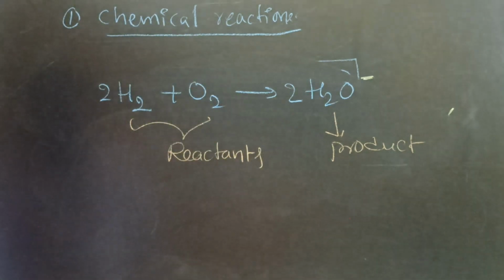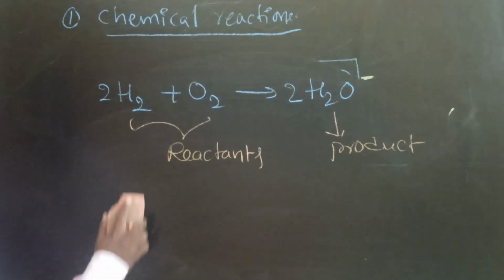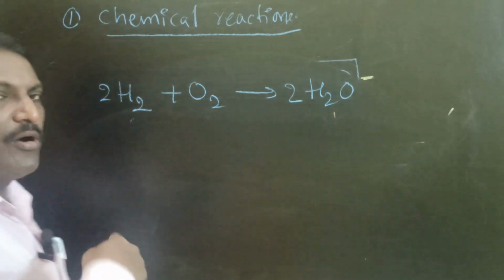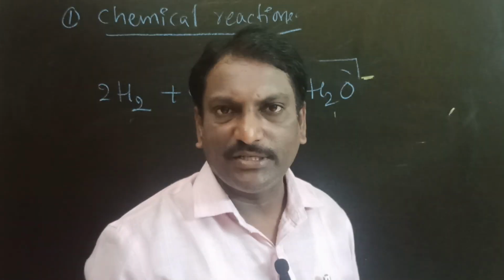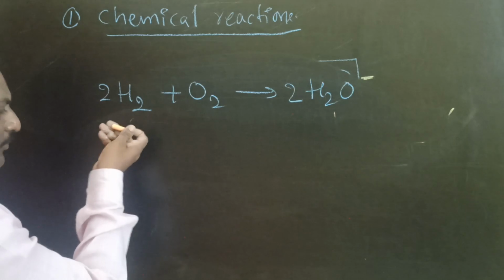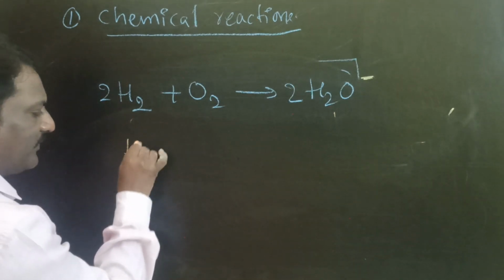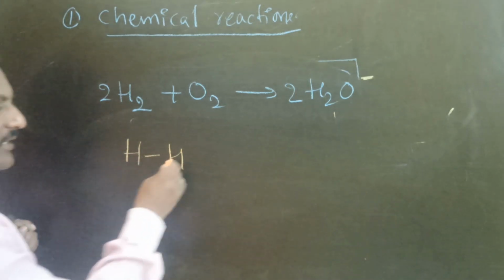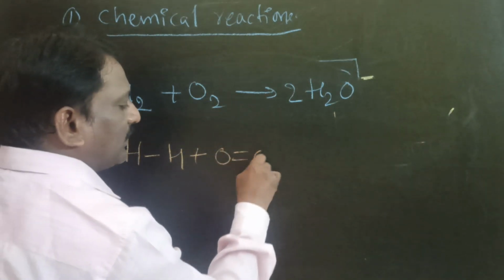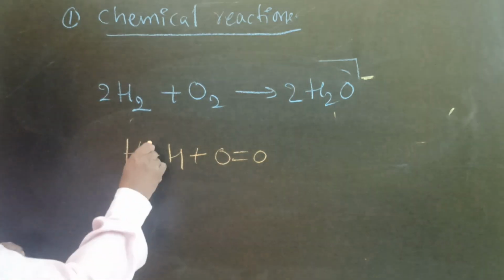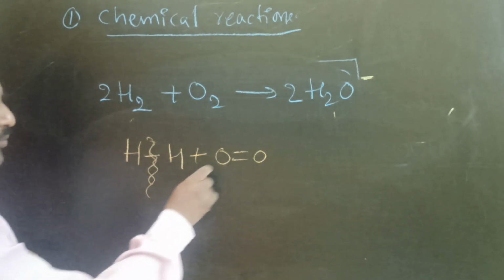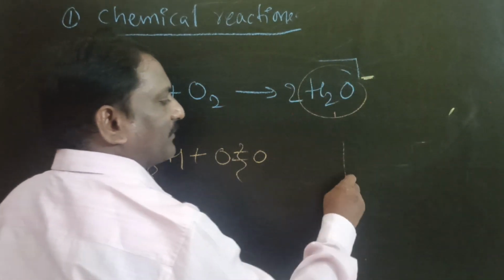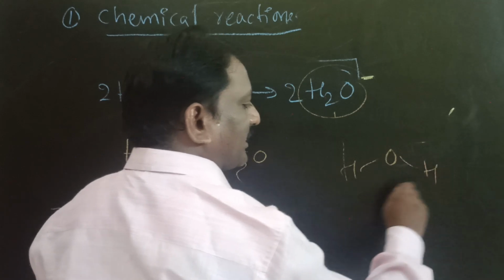During the chemical reaction, breaking of old bonds and making of new bonds take place. Breaking of old bonds, in the sense the bonds between hydrogen and hydrogen. A bond existed between hydrogen and hydrogen. In case of oxygen, a double bond will be present. So breaking of old bonds takes place and making of new bonds takes place.